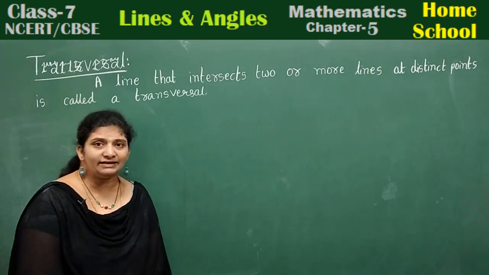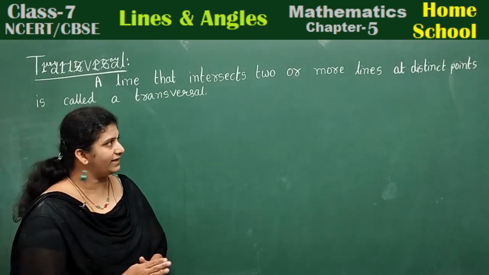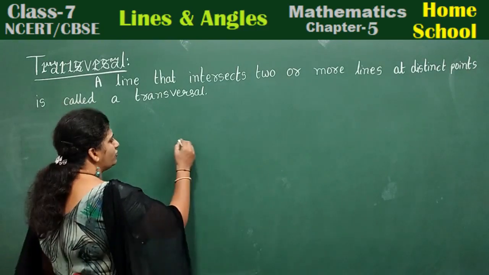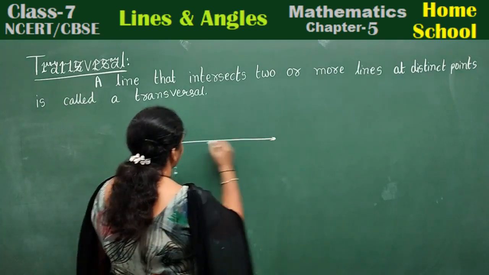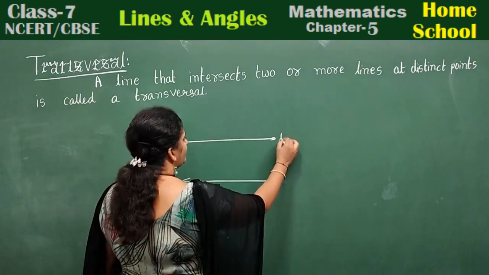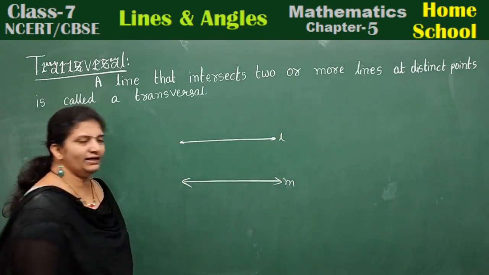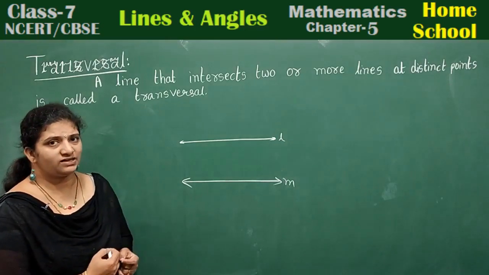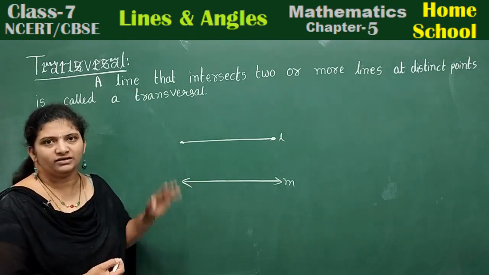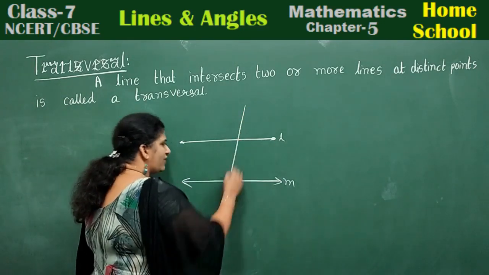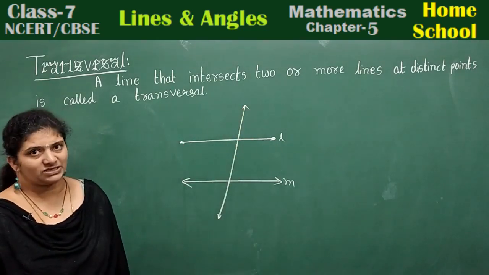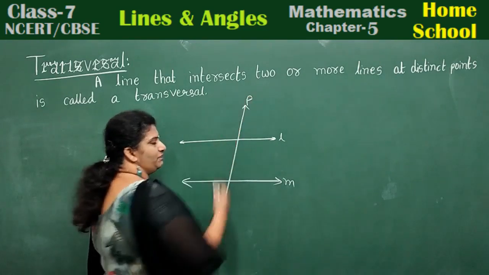Transversal: a line that intersects two or more lines at distinct points is called a transversal. So let me draw two lines here. Let us assume line L, line M. What is a transversal? It is a line that intersects two or more lines. It is another line. Suppose I draw a line like this, then I call this line a transversal. Let us mark this line P.